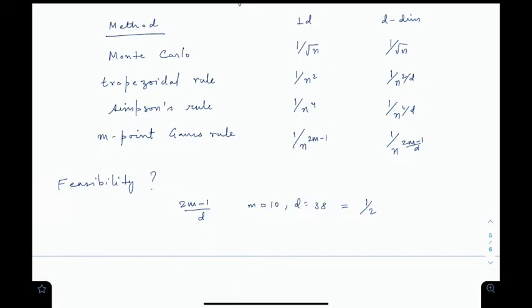However, in the Gauss method, the number of points is fixed. So, number of points, and the evaluation of even a very simple function requires on the order of microseconds on a fast computer. So 10 to the power 38 is not feasible. So it would be preferable to use Monte Carlo.